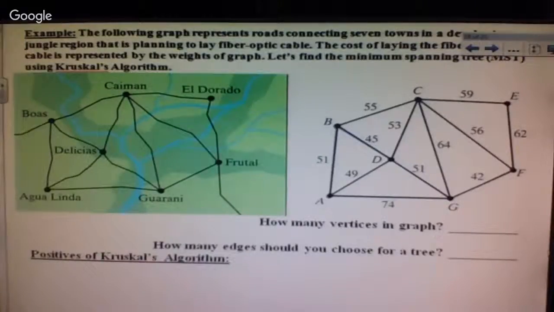Everyone good with this first one at least? I can put the answer up so you can check it. Make sure you're on the right path. All right, so there are 7 vertices, and so you need 6 edges, and you need this edge, this edge, this edge, this one, and this one, and this one.